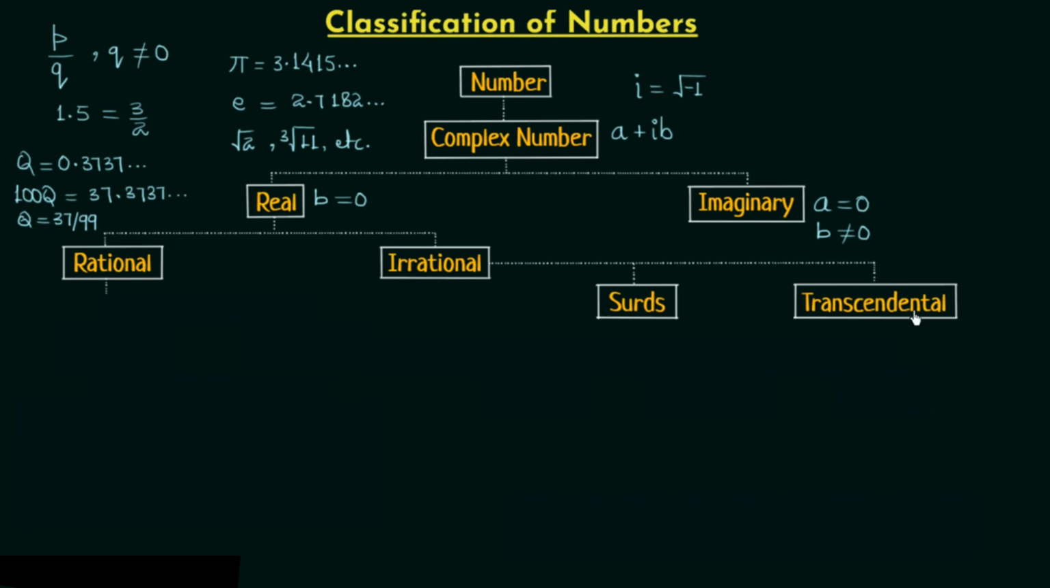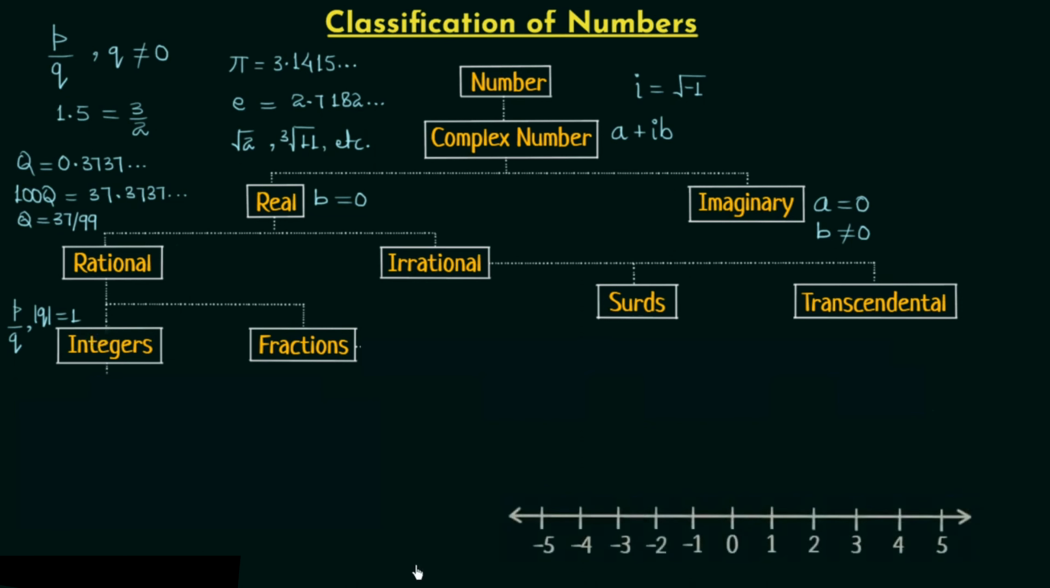So we are done with irrational numbers. Now we will again focus on rational numbers. Rational numbers can be classified into two types, integers and fractions. Talking about integers, they are the numbers which are rational when the magnitude of q is equal to 1. So these numbers are rational. They can be expressed in this form, and here the magnitude of denominator q is equal to unity, 1. And the integers we can express on a number line: -5, -4, -3, -2, -1, 0, 1, 2, 3, 4, 5 and so on. All these are integers.